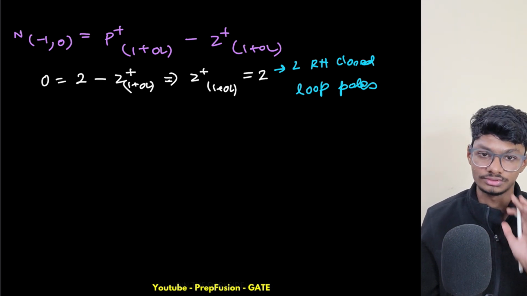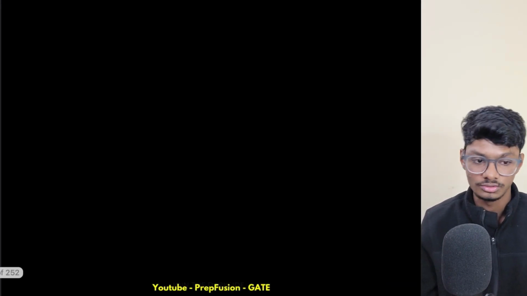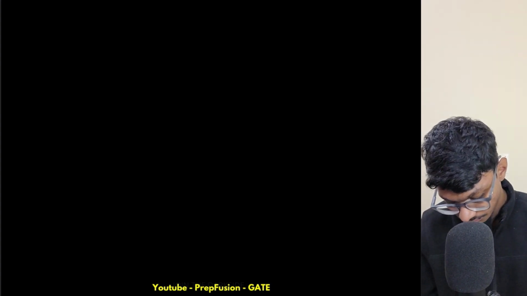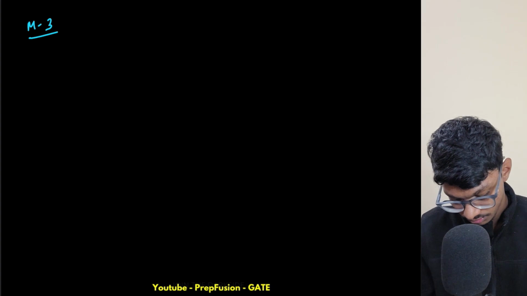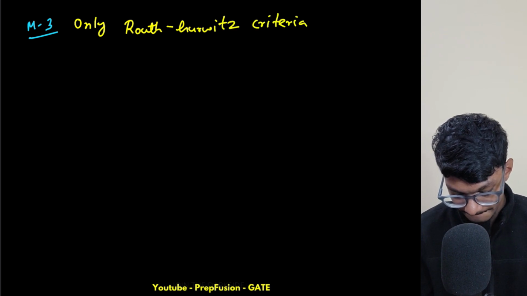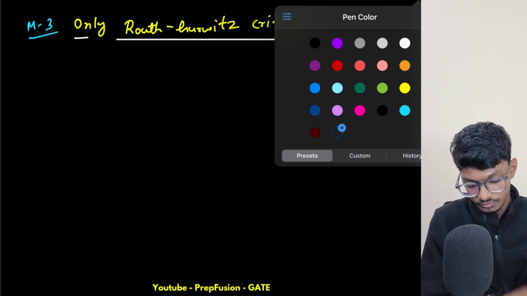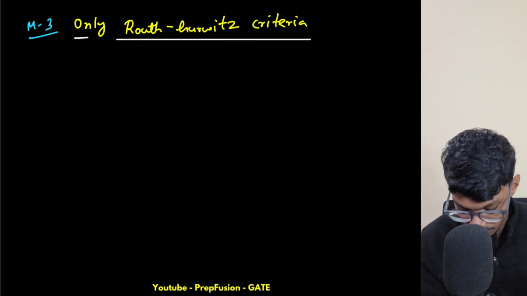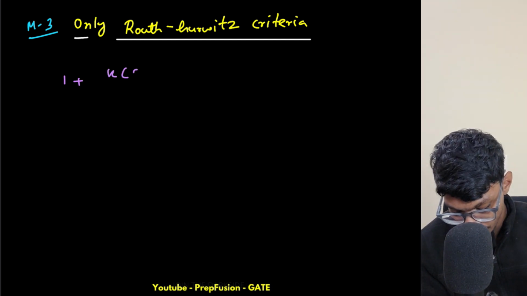Now if someone only wants to use route, they don't use this. Method 3, route Hurwitz criteria. If someone only wants to use route, what they can do is write the characteristic equation: 1 plus g of h of s, which is k into s plus 2 basically.